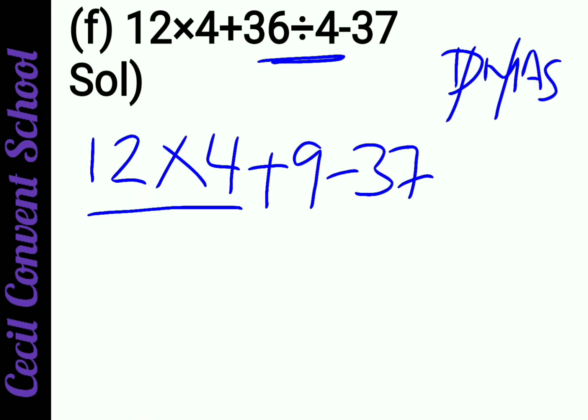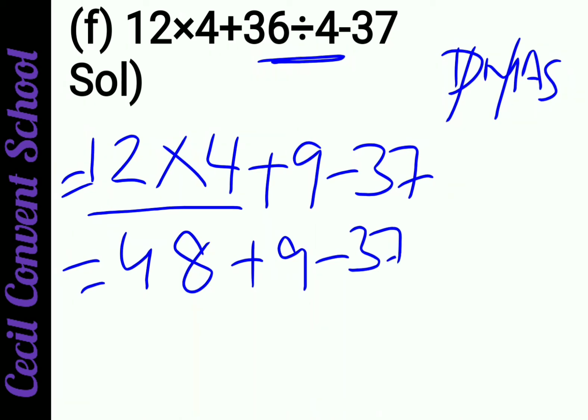12 and 4 is present. 12 4s are, students, 12 1s are 12, 12 2s are 24, 12 3s are 36, 12 4s are 48. So here comes 48 down of these two numbers. And the rest of the numbers will come as it is.